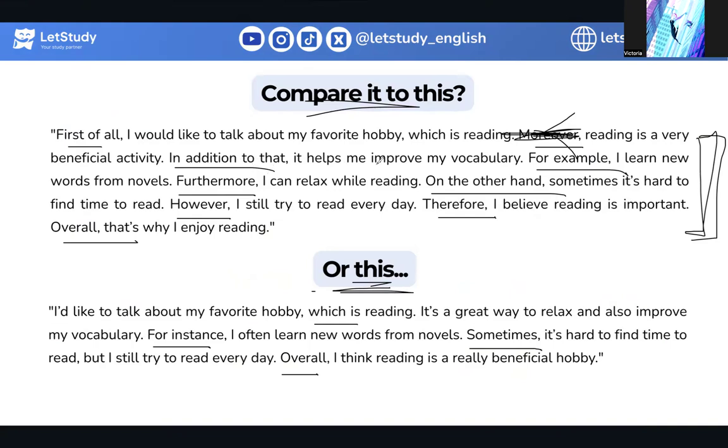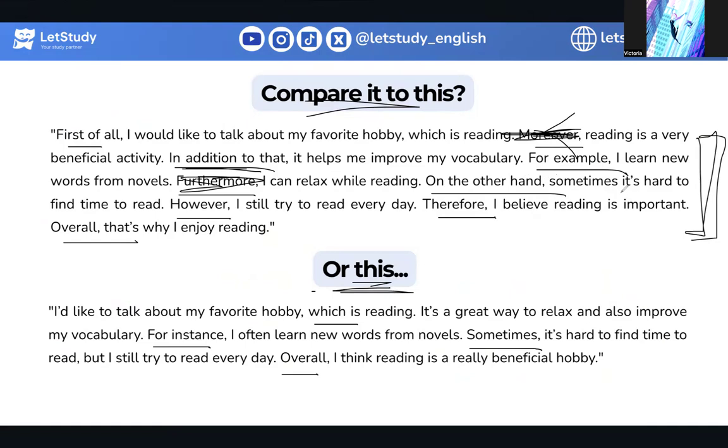In addition to that, it helps me improve my vocabulary. Nah, ini benar karena emang menambahkan informasi. For example, I learn new words from novels. Furthermore, I can relax while reading. Nah, furthermore, sebenarnya juga nggak usah digunakan. Soalnya sekarang linking words udah digunakan kebanyakan. Jadi, for example, I learn new words from novels. I can also relax while reading. It sounds more natural, kan?